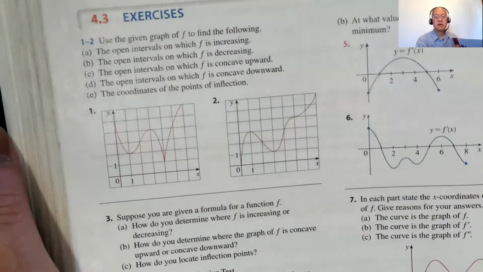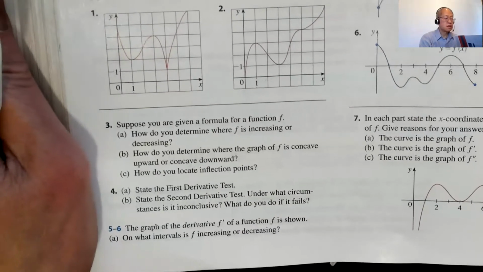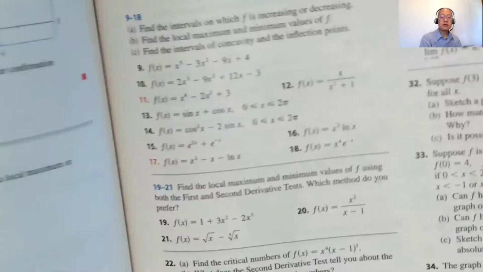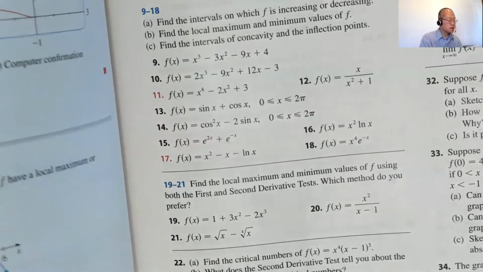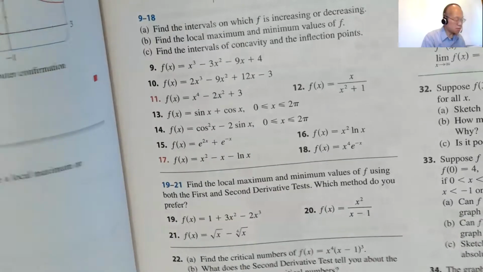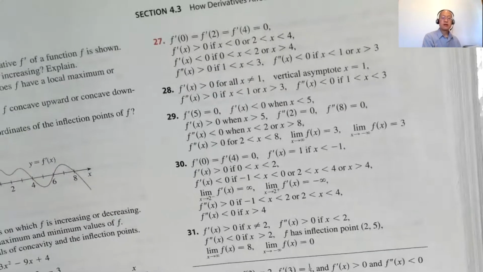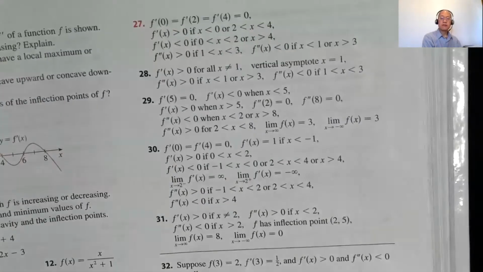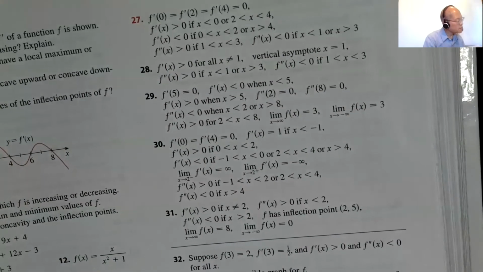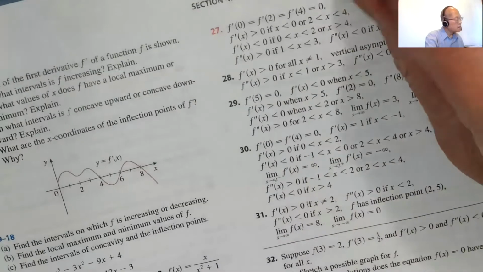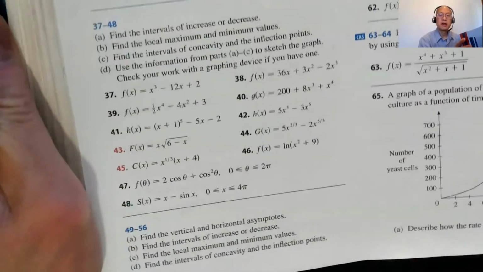Okay, so let's get started. Page 300. We have to go up to problem 53. So here we are. 9 to 21. Okay, 25 to 30. 31, hopefully you can read that. And 37 to 53, more curve sketching.